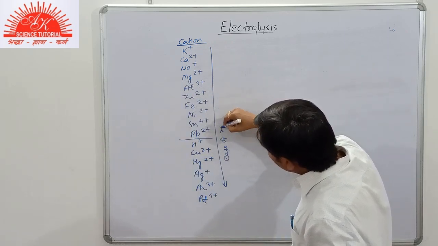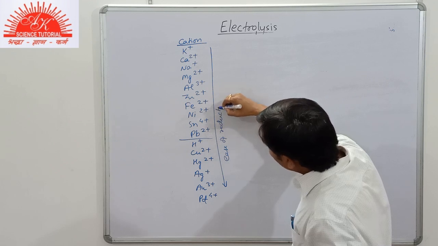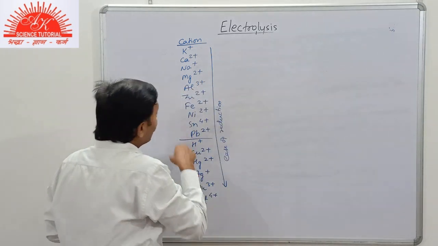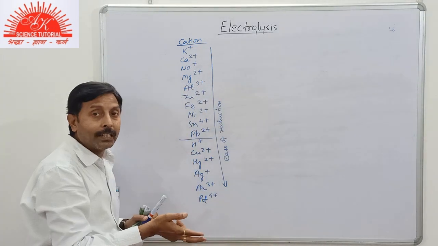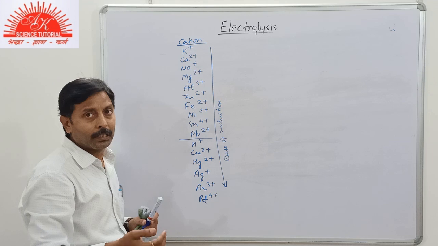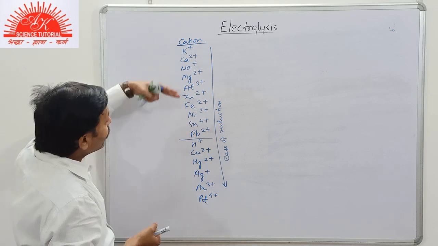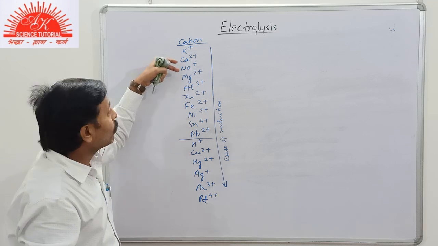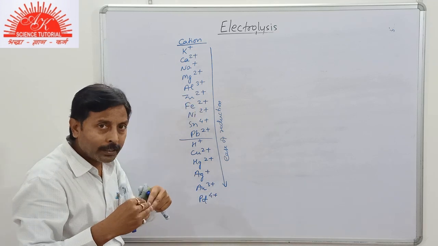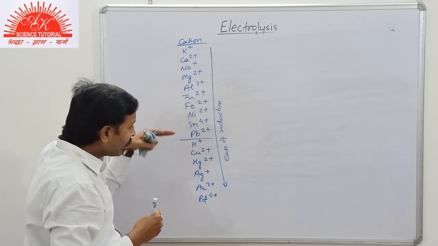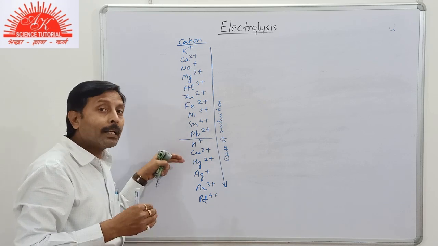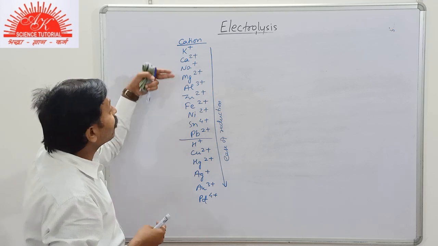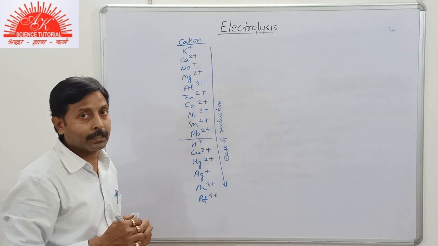Ease of reduction means that as we come down, the ion will be discharged at the electrodes more easily. The reason is that the metals above are more reactive, more electropositive in nature, so their ions will not receive electrons easily. But the less reactive metals' ions can more easily gain electrons in comparison with the upper metallic ions.